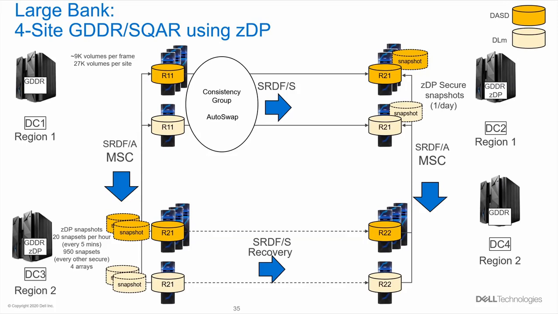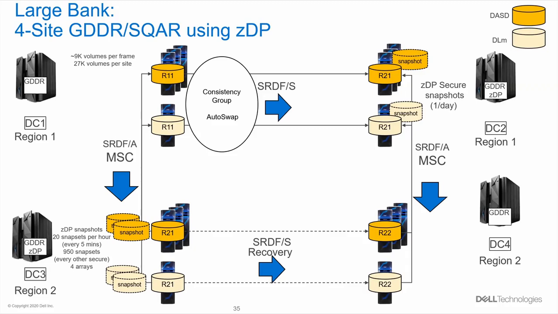So there's 950 snap sets being taken, with every other one secure. And that's across 4 arrays. So they're replicating 4 arrays. There's 4 arrays in each site. And they take 20 snapshots per hour and hold them and keep 950 snaps total, and then rotate them off. So that's done on about 9,000 volumes per frame, so around 27,000 volumes in the single ZDP instance.